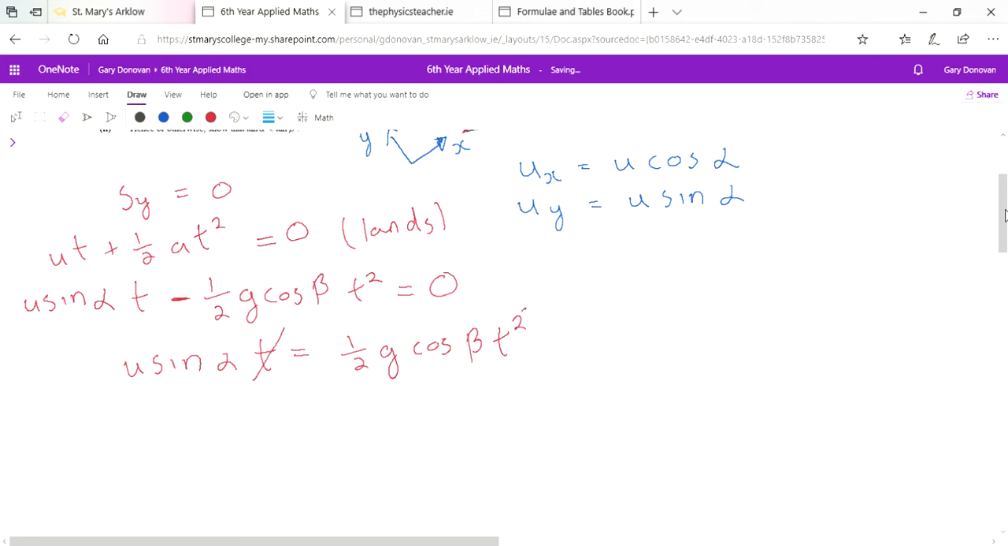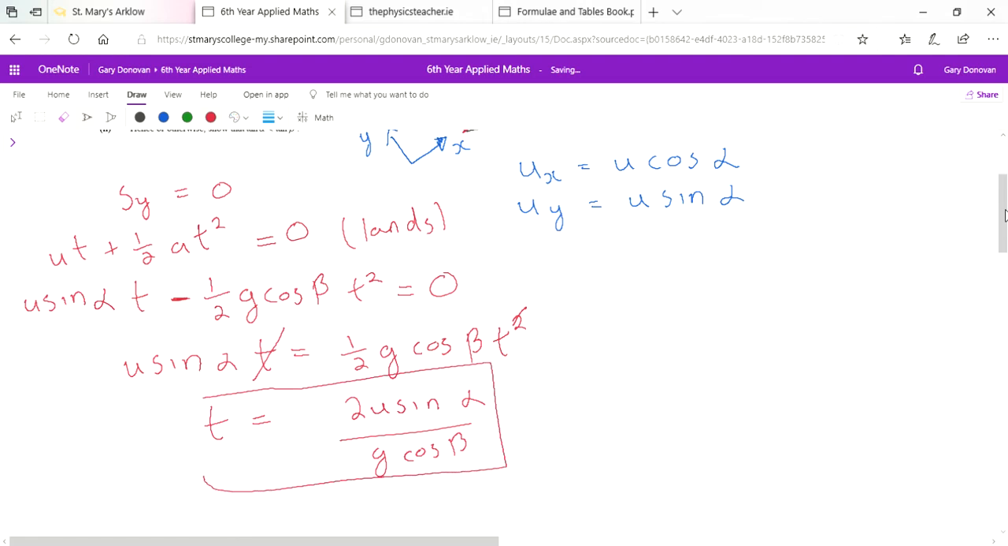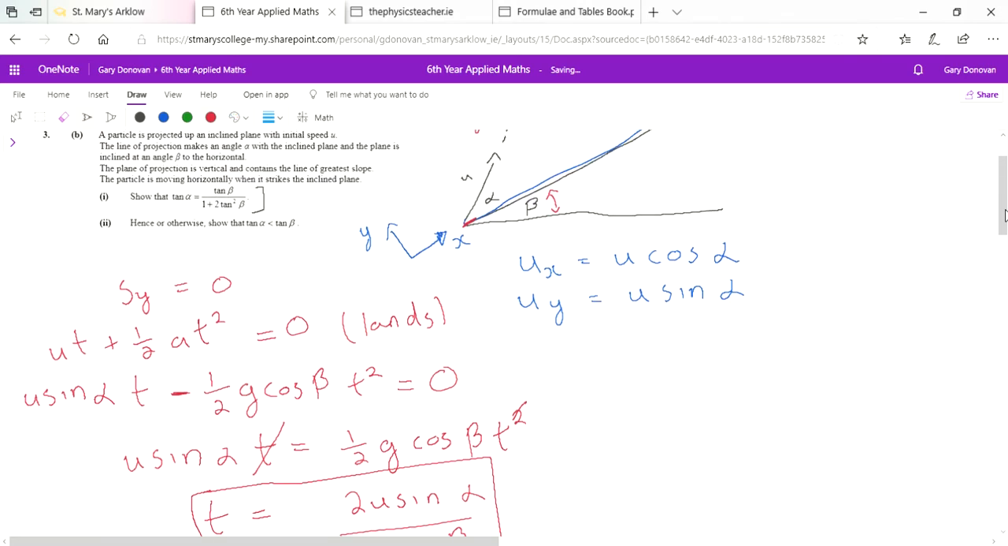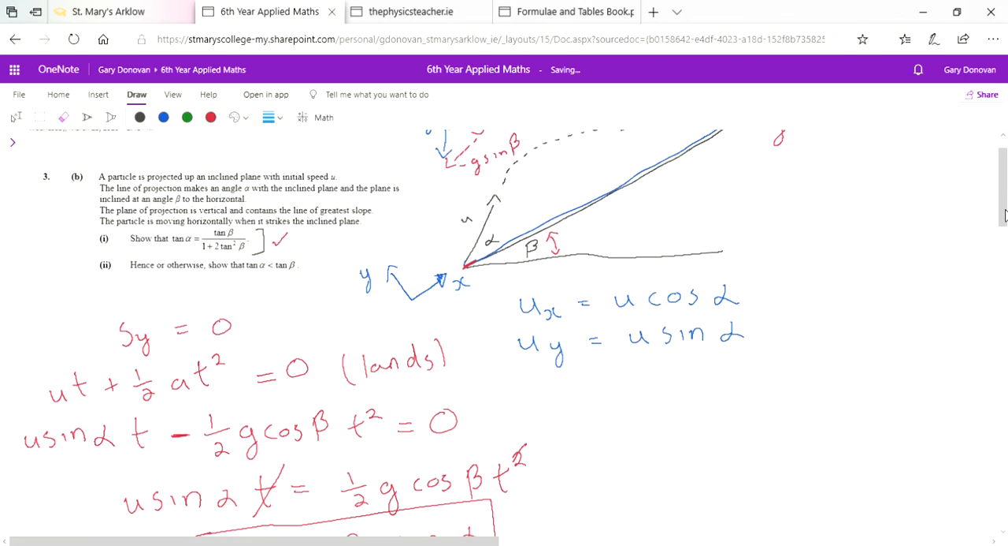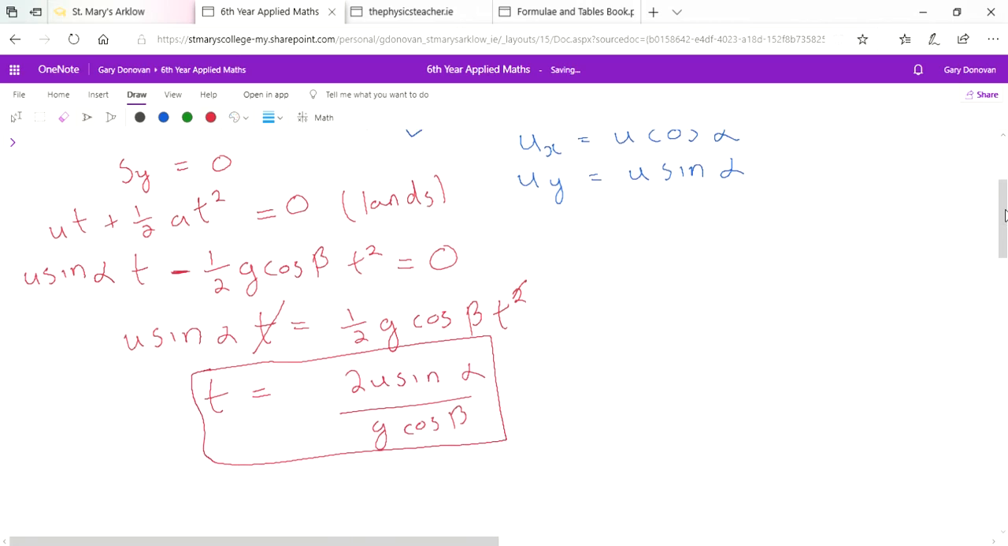Divide both sides by t, and we can rearrange that to give us t equals 2u sine alpha all over g cos beta. And that's probably worth 5 marks, if not 10 marks, already in the question. So that doesn't really help us with getting this information here that they asked us to get, but the next bit of information that they told us is that the particle is moving horizontally when it strikes the inclined plane.